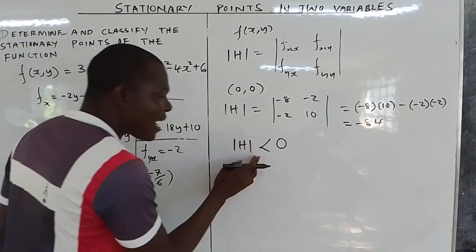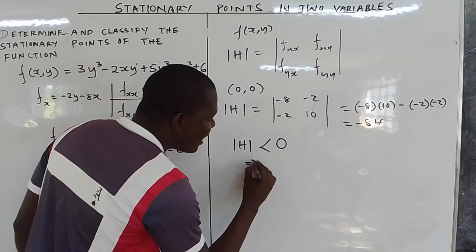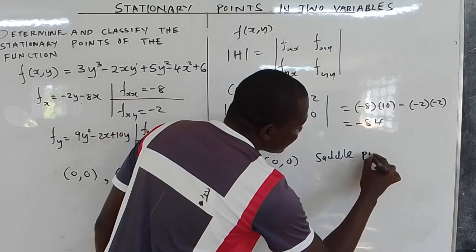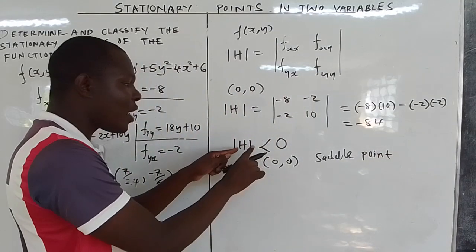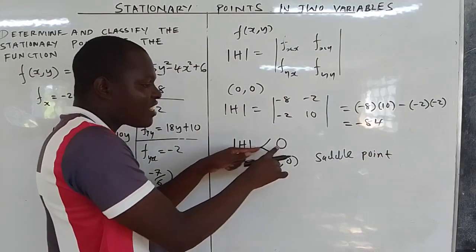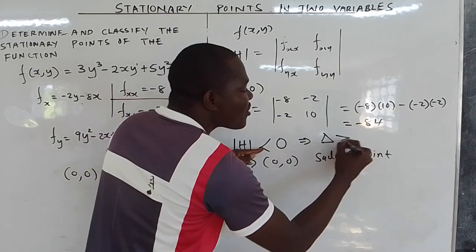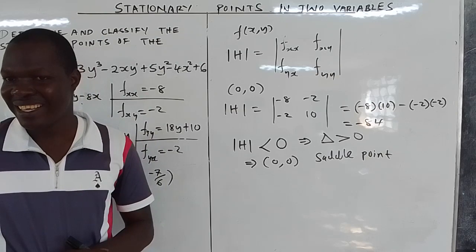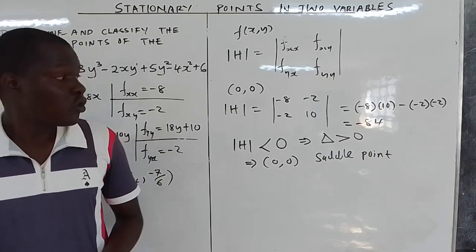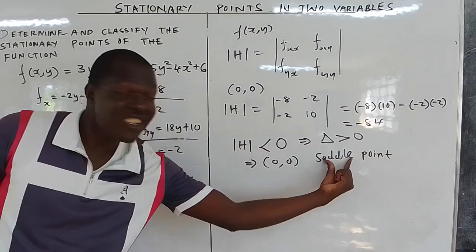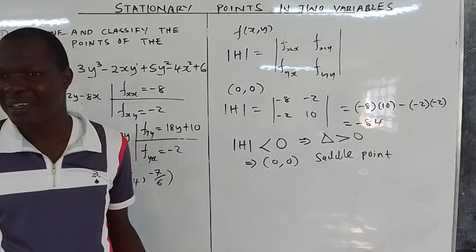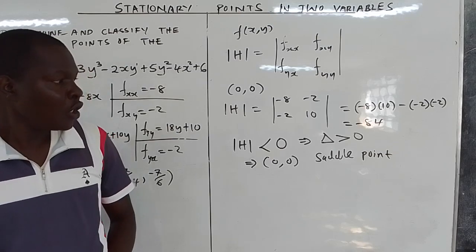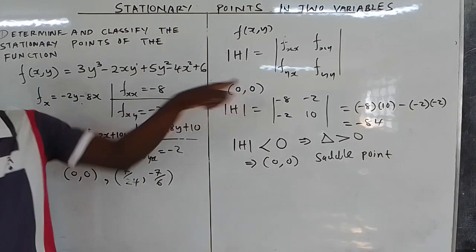So it means when the determinant of the Hessian matrix is less than 0, then it implies this stationary point is a saddle point. You know very well that when the determinant of a Hessian matrix is less than 0, then that implies that the discriminant is greater than 0. One is opposite of the other. Are we together? Yes. So when the discriminant is greater than 0, it is the saddle point. You see the difference? Good. So we've classified the point 0, 0.